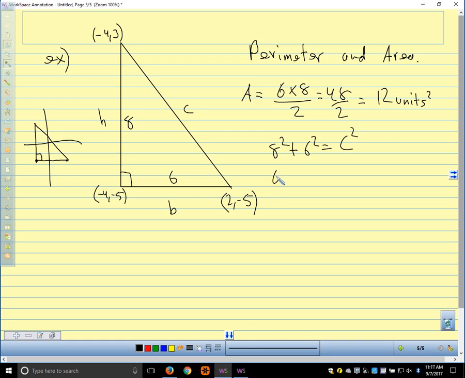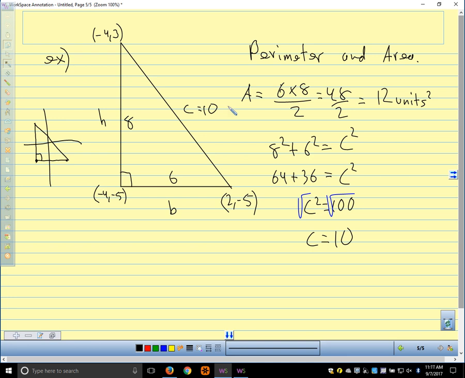Well, 8 squared is 64. 6 squared is 36. And this turns out nice because 64 plus 36 is 100. And to find C, we take the square root of both sides. And C equals 10.